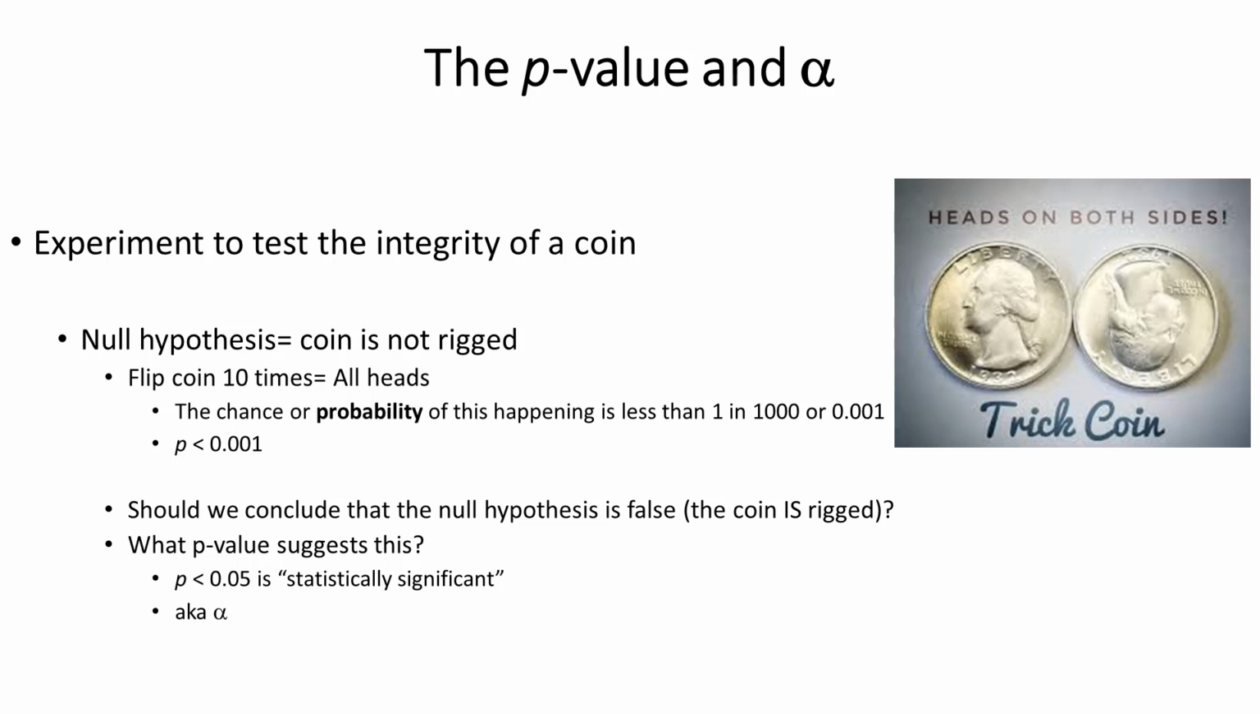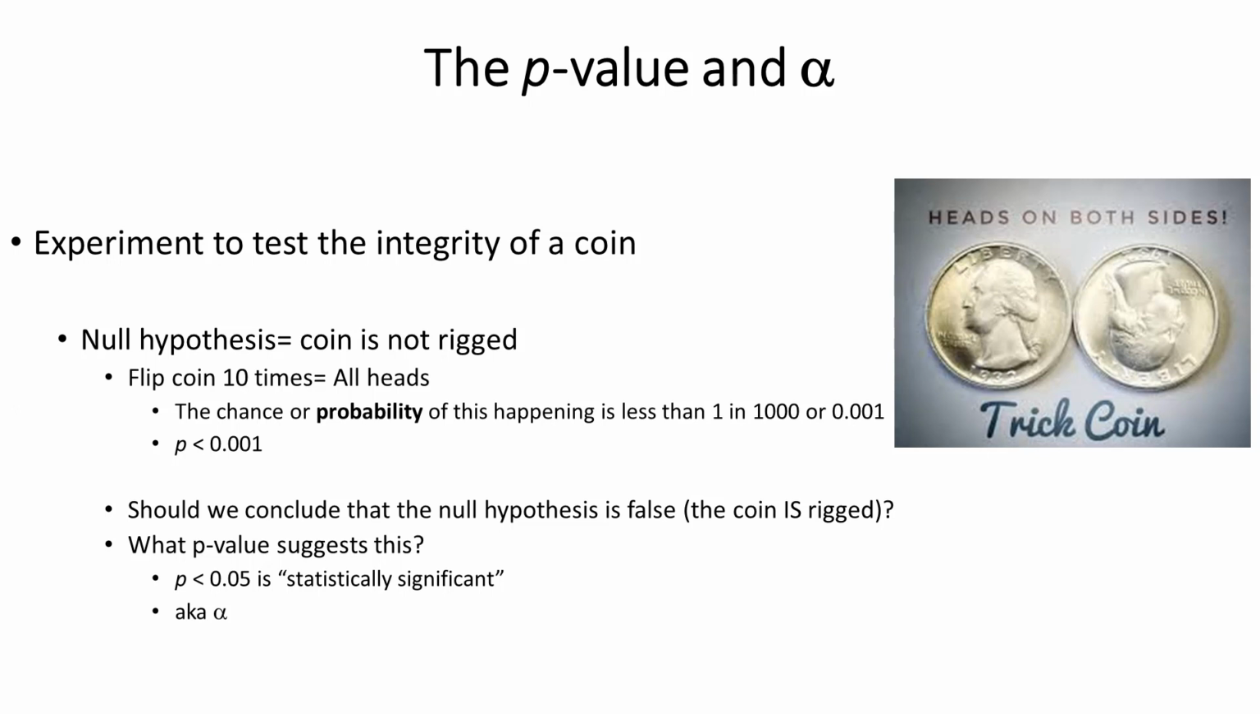Okay, so should you conclude that the null hypothesis is false, or that the coin is rigged? And what kind of p-value would you need to say that the null hypothesis was false? It turns out that the standard conventional p-value to say that the null hypothesis is false, or there really is a difference between two things, is 0.05. So if p is less than 0.05, this is considered statistically significant.